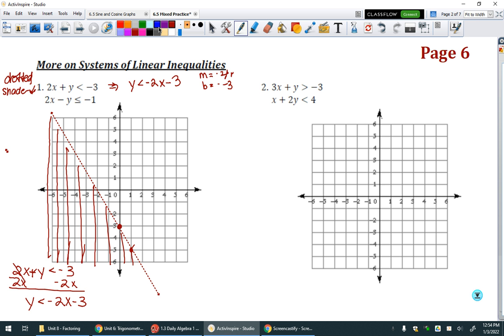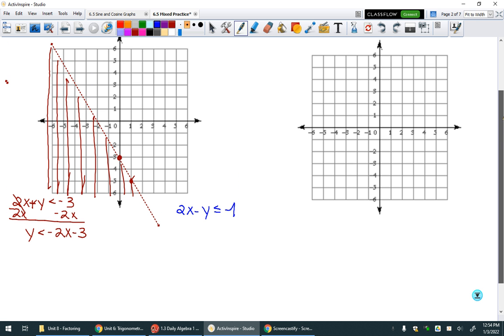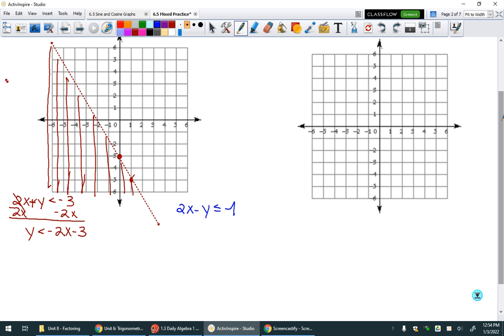Now for the second one, we're going to do the exact same process. Okay? Jack, what do I need to do with this equation before I can graph it? Perfect. So I'm going to rewrite it down here. I got to get this into y equals mx plus b. So how should I start? Alex, start us off.